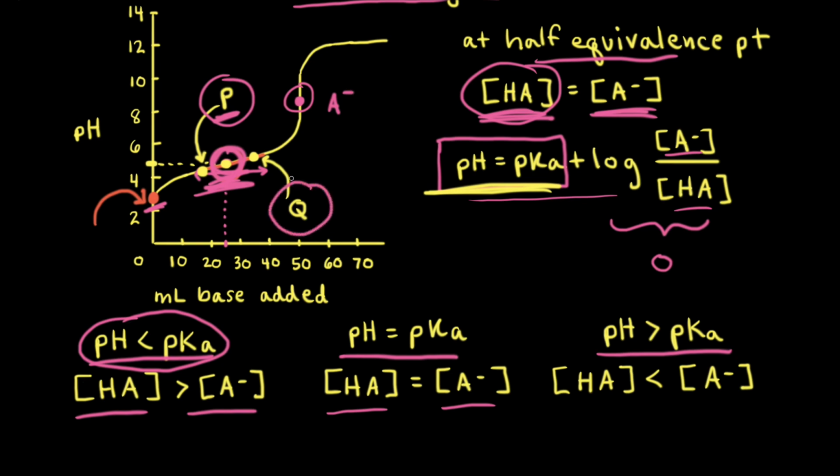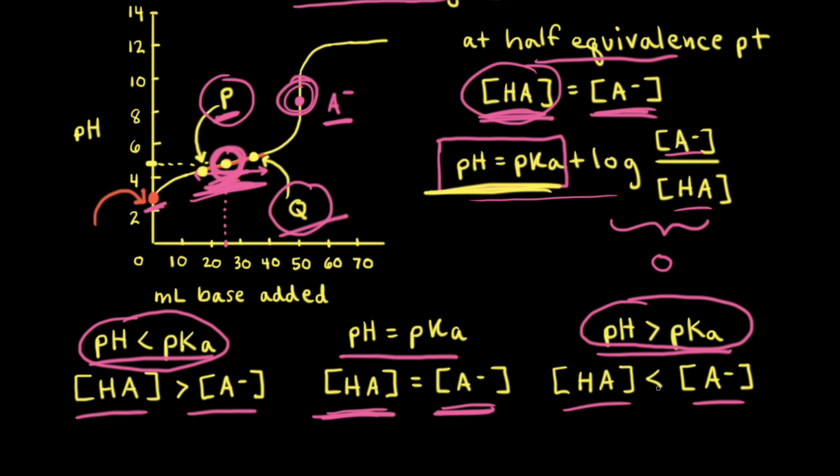Since point Q is in between the half equivalence point, where there are equal amounts of weak acid and conjugate base, and the equivalence point, where there's only conjugate base, at point Q there must be more conjugate base than weak acid. Therefore, we can say when the pH of the solution is greater than the pKa value of the weak acid, the concentration of weak acid is less than the concentration of the conjugate base. Or we could say the concentration of conjugate base is greater than the concentration of weak acid.